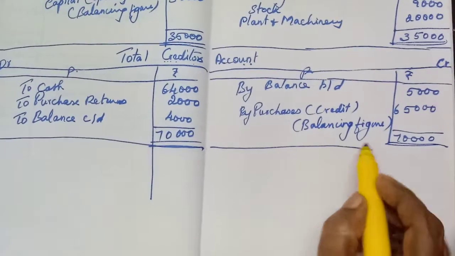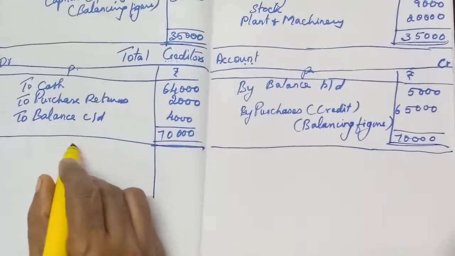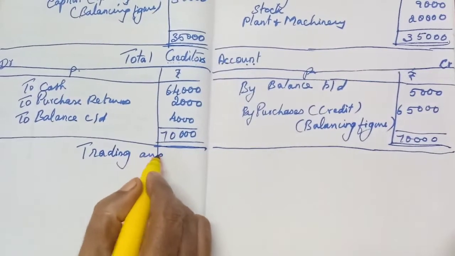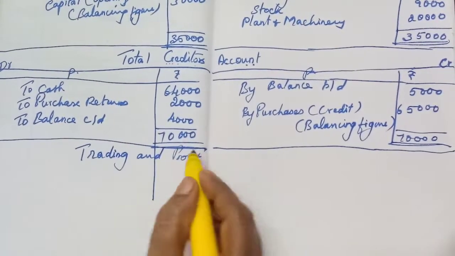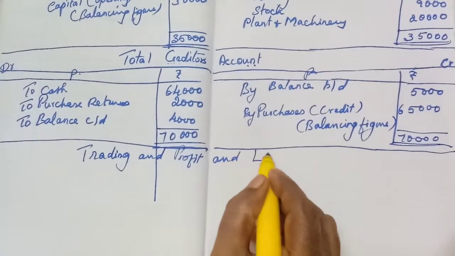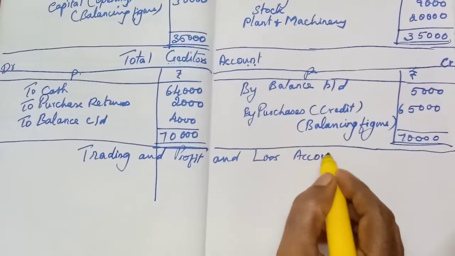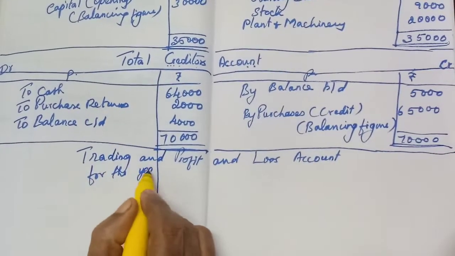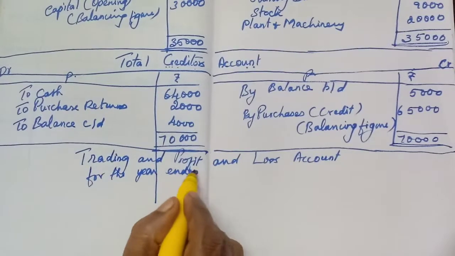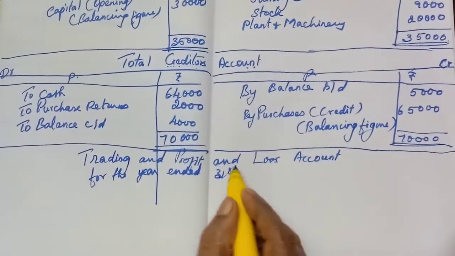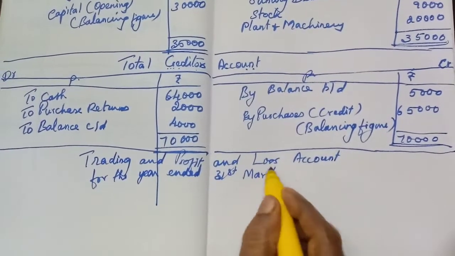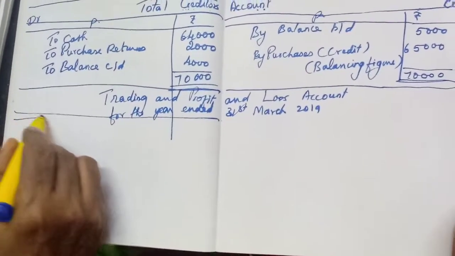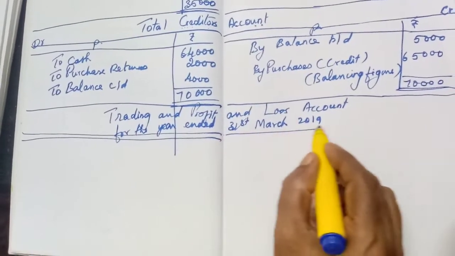Now we got the needed information. Now we can prepare the trading and profit and loss account. Trading and profit and loss account. Then in the next line you have to write for the year ended 31st March, closing date, 2019. Again draw line. Particulars, rupees.